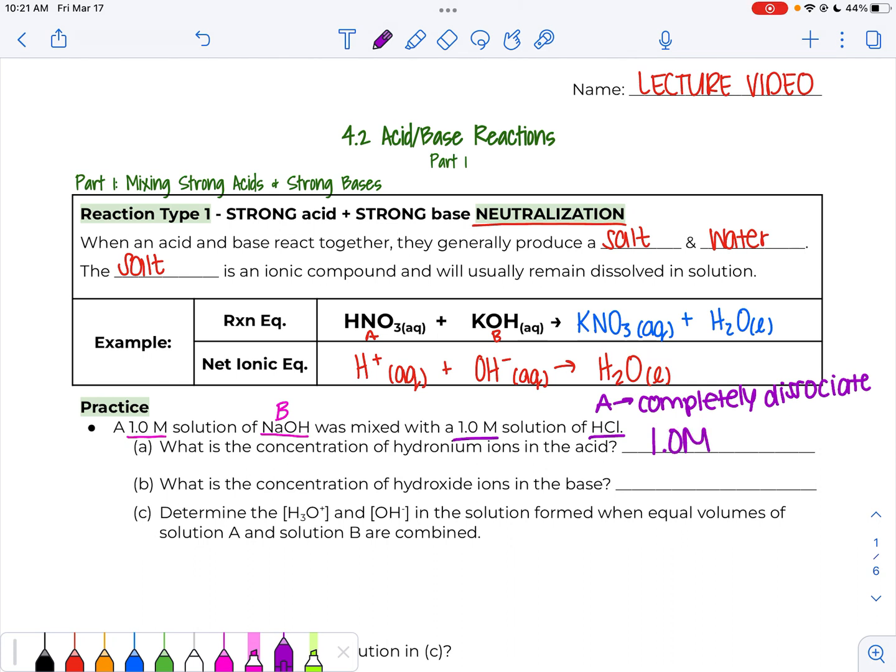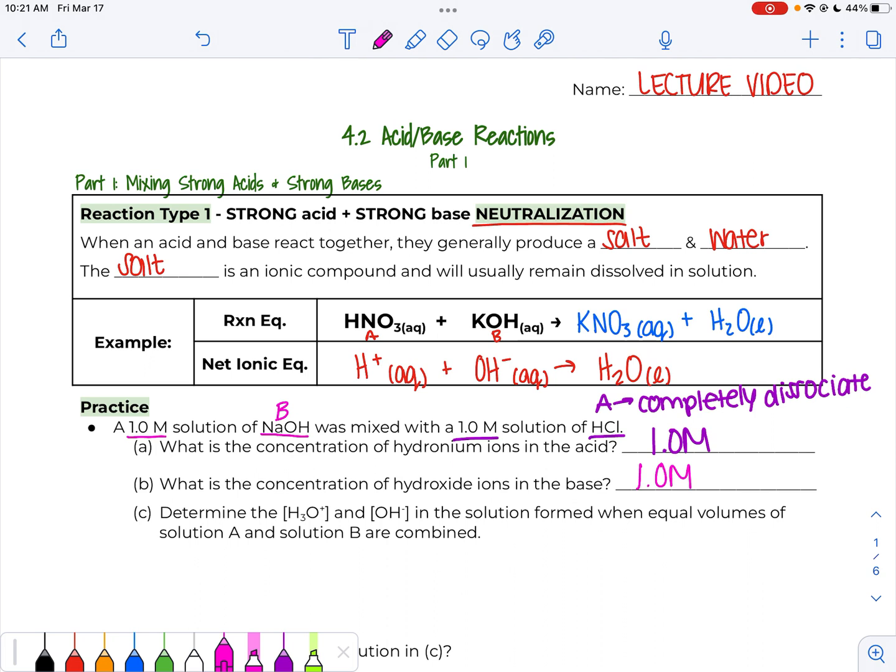So what's the concentration of the hydroxide ions in the base? Take a look at the base, sodium hydroxide, NaOH. Strong base as well, completely dissociates. So what's that concentration going to be? You guessed it, 1.0 molar. All right, so this thing's going to totally break up. So if our original solution is 1 molar, our hydroxide, when it breaks up, is going to also be 1 molar.